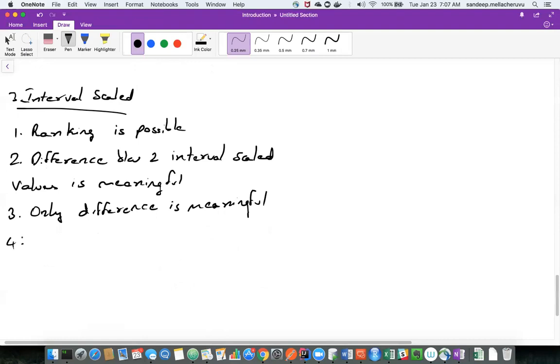And there is a more interesting aspect, and this is the most important point of all of these variable types. This is called arbitrary zero. This is a little bit tougher to understand if you have less scientific knowledge, but I'll try to explain this. Values are equally spaced.